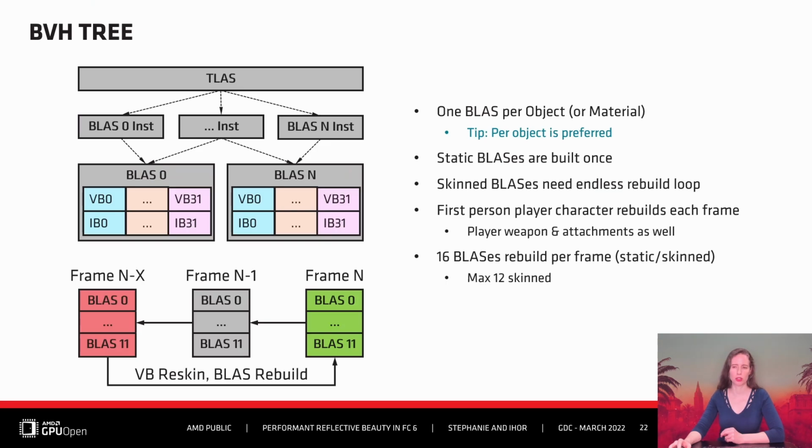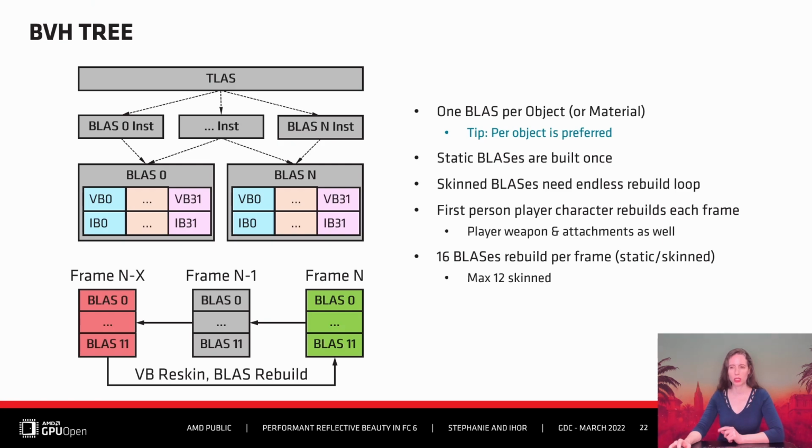Speaking of acceleration structure, in our BVH tree, we adhere to the principle of one BLAS per object, or material, but per object is preferred. Per material should be avoided, particularly when it leads to a BLAS with a lot of empty space between submeshes. Building and rebuilding the acceleration structure is performance intensive.